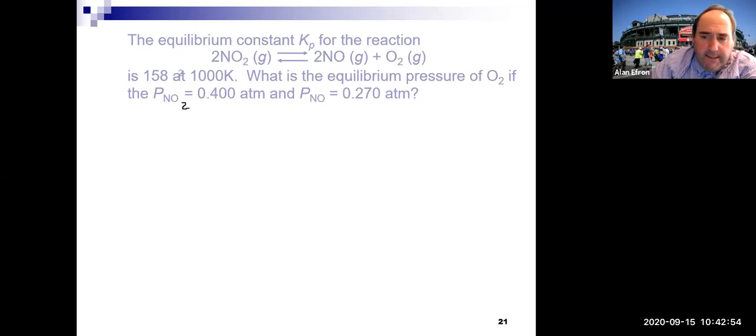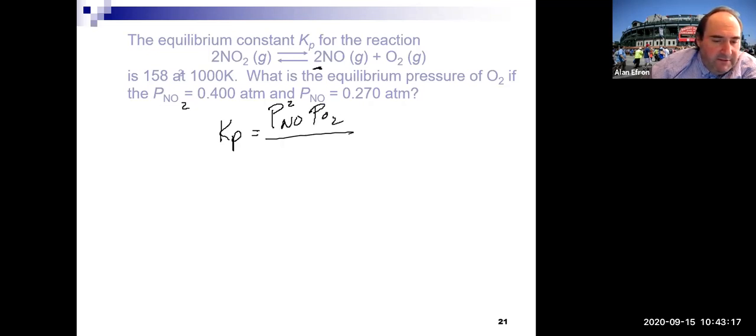Okay, so let us take a look here and see how we're doing. In this particular one, we're giving equilibrium pressures, so that should tell us that Kp is probably what we should look at first. The Kp expression in this case, just like the Kc, is just going to be the partial pressure. We're going to square it for NO because of the coefficient. It's going to be times the partial pressure of O2, coefficient there 1, divided by the partial pressure squared because of the coefficient of NO2. In this case, that equals 158.